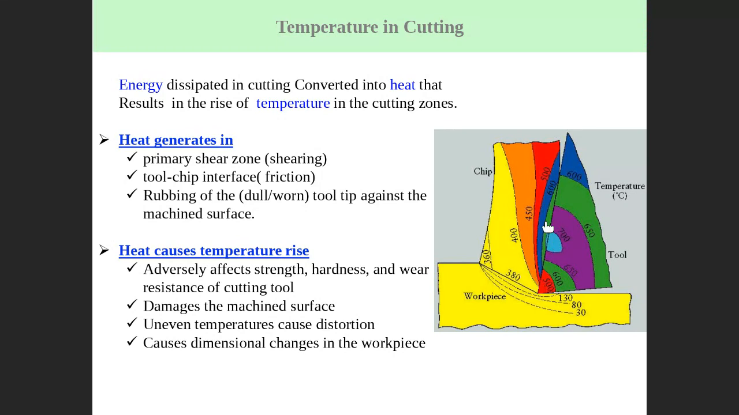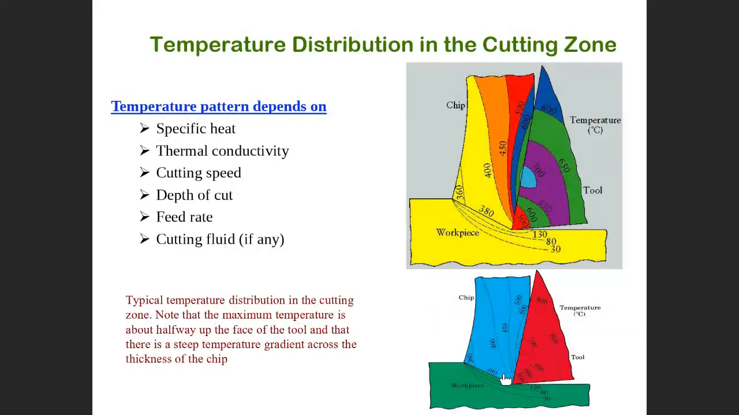Then we have to control the cutting speed. We have to not allow temperature to increase up to a certain limit. We have to control the temperature. We must not allow temperature to increase up to the critical limit. If temperature increases up to the critical limit, many problems will be associated with the cutting. So we have to reduce the temperature actually.